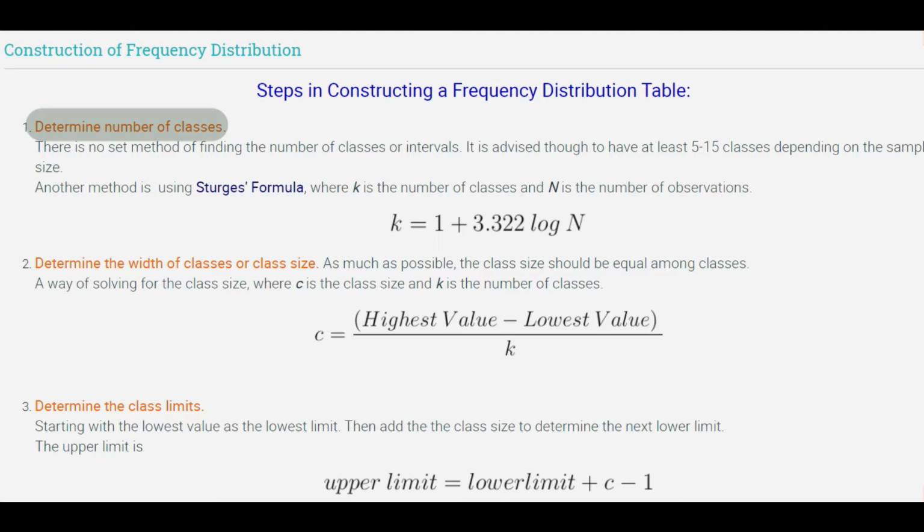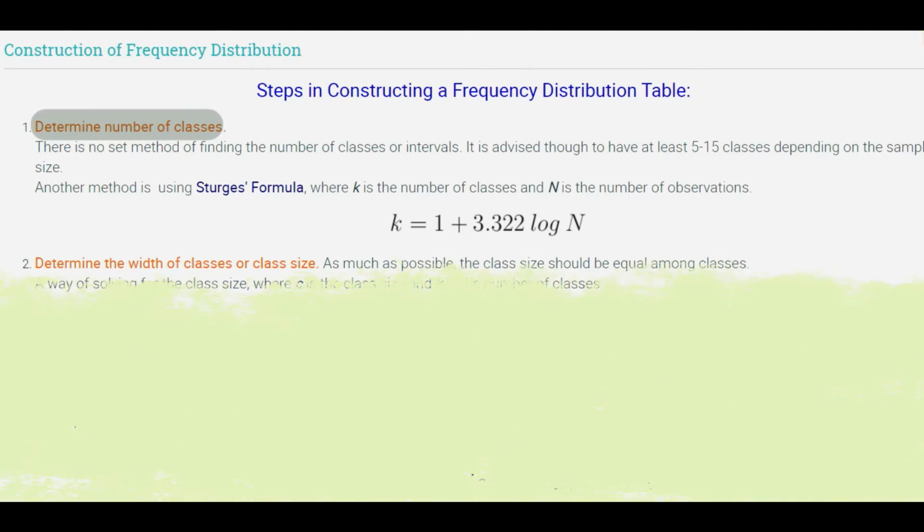An efficient way to solve for the number of classes is using Sturges' formula. The variable k here is the number of classes equal to this expression, while big N is the population size. In our previous example, the value of k is this.